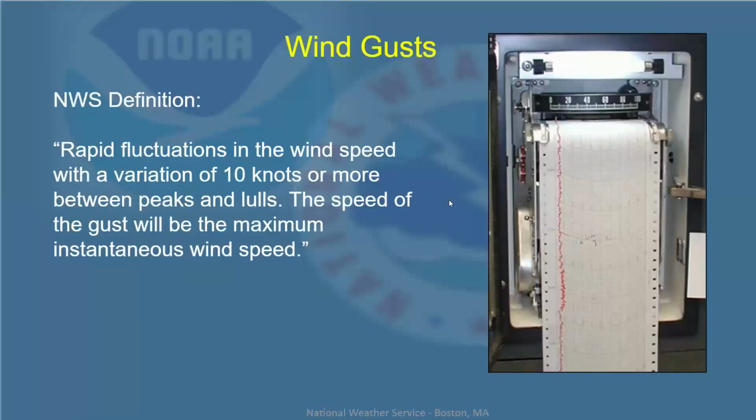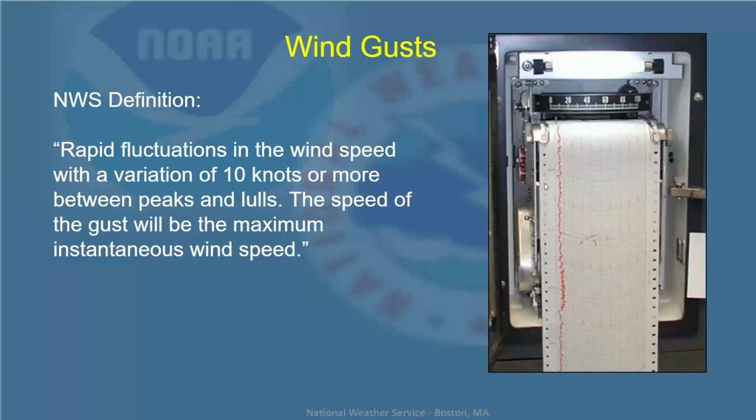All right, so now let's talk about wind gusts. And here's the official National Weather Service definition. These are rapid fluctuations in the wind speed with a variation of 10 knots or more, that's about 12 miles an hour, between the peaks and the lulls. And the speed of the gust will be the maximum instantaneous wind speed.